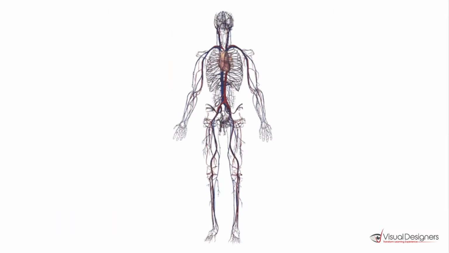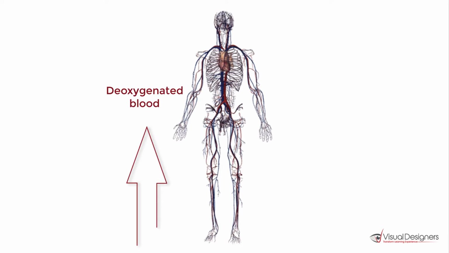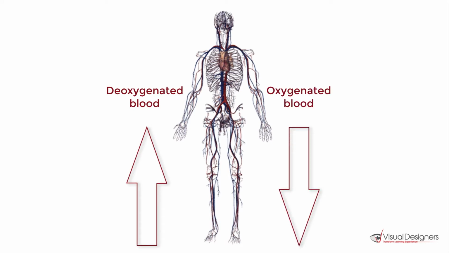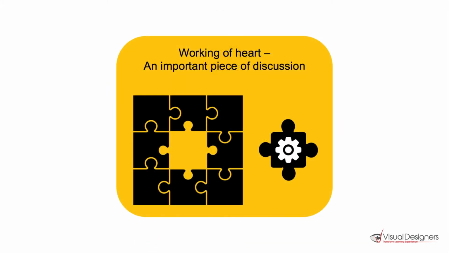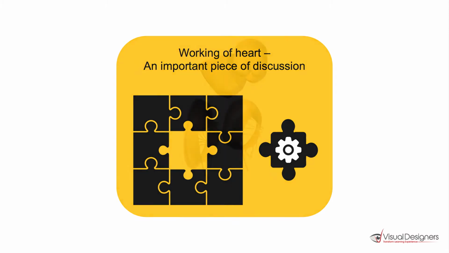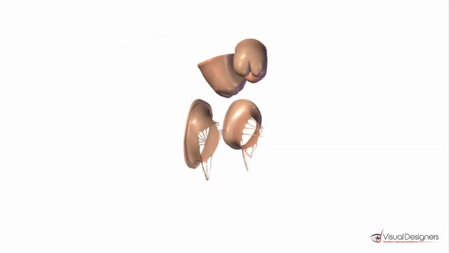The main function of the heart is to pump deoxygenated blood from the body, and repump oxygenated blood to the body. The working of the human heart is an important piece in our discussion, which would help us connect all the components discussed so far, along with their functions. So let's pick up the thread from where we left it in the previous topic.